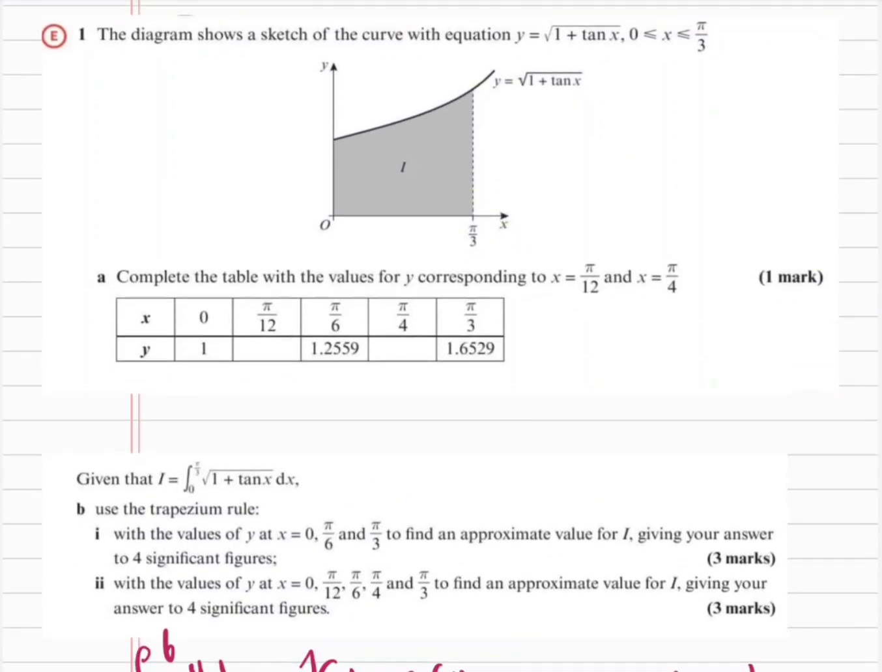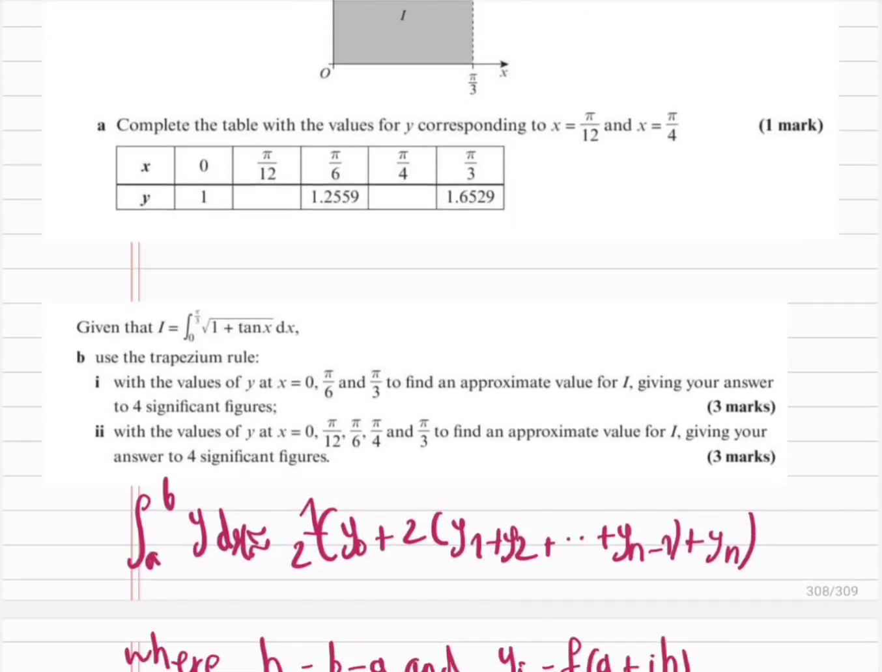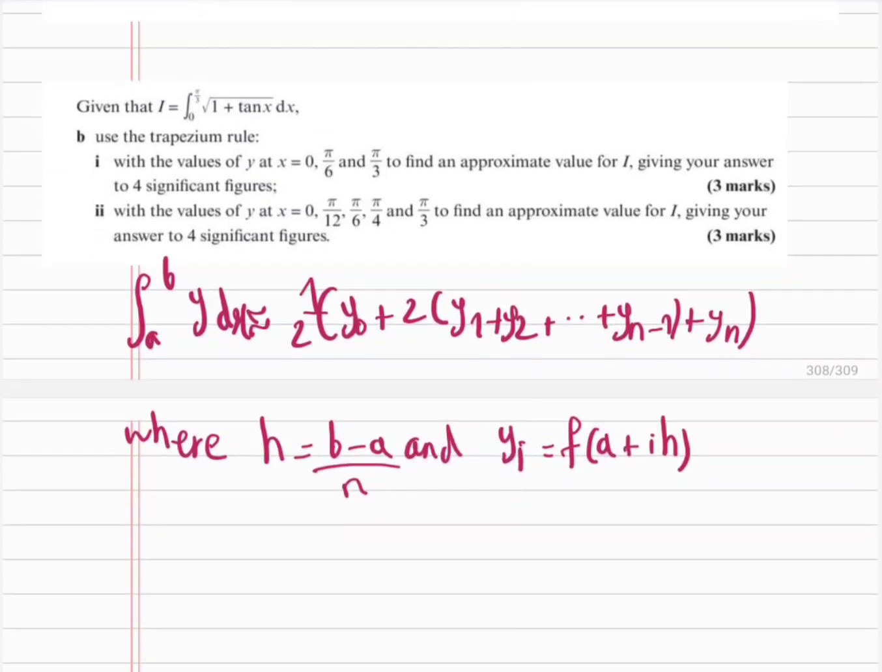Hi everyone, this video is on Exercise 11I, Question 1, which is on the trapezium rule. We are given this sketch of y equals root of 1 plus tan x, and in part A we want to complete the table with the values of y corresponding to x equals pi over 12 and pi over 4. This is the formula in red, the formula for the trapezium rule, which will be given to you in the formula booklet.